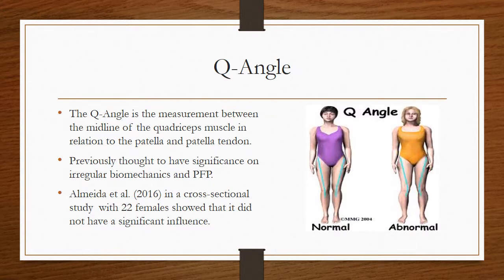So the Q angle is the measurement between the midline of the quadricep muscle in relation to the patella and the patella tendon. It is typically a greater angle in females compared to males, and was previously thought to cause an irregular biomechanics of the knee with flexion and therefore cause pain or contribute to dislocation. A study in 2016 by Almeida and associates, a cross-sectional study of 22 females, did not show validation that the Q angle was a contributor to patellofemoral pain or possible dislocation.